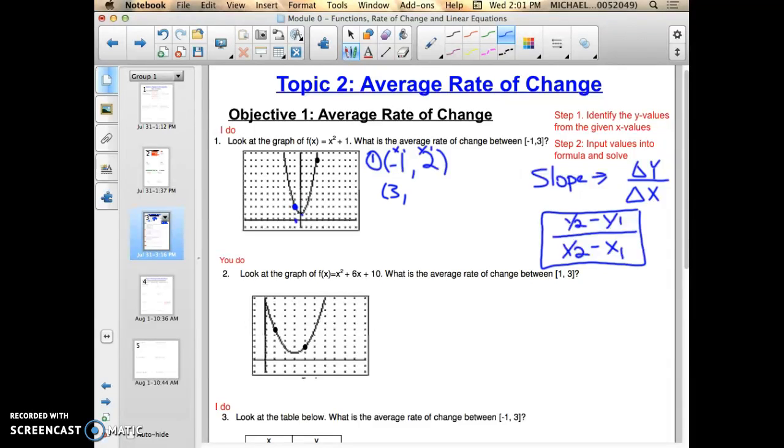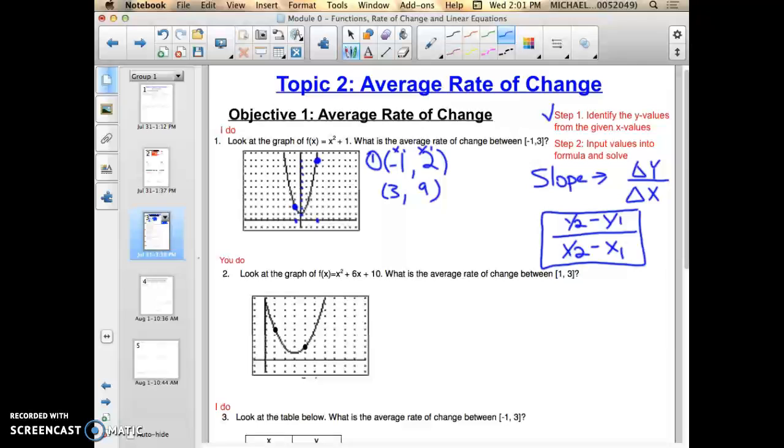And then at 3, what is my y value? So 3 is over here. And my y value is 1, 2, 3, 4, 5, 6, 7, 8, 9, matching up with that dot. So my y value is 9. So I have done step 1. I've identified the y values based off the given x value. So I'm done with that step.